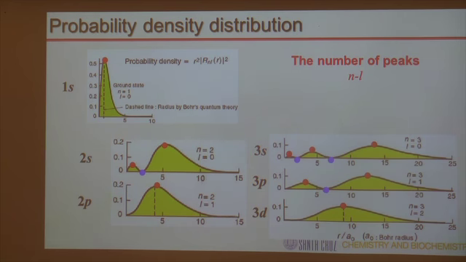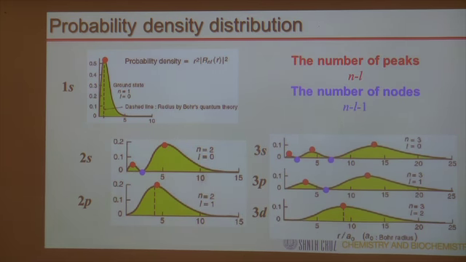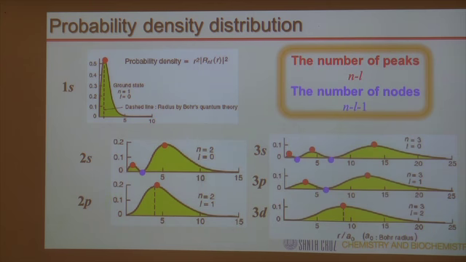N minus L minus 1. So for each figure, the node number is the peak number minus 1. So the number of nodes is N minus L minus 1. And those are very, very important. I want to frame it with golden color. And I guarantee, money back guarantee, you will have some questions on it, if not in the final, then in the quiz.